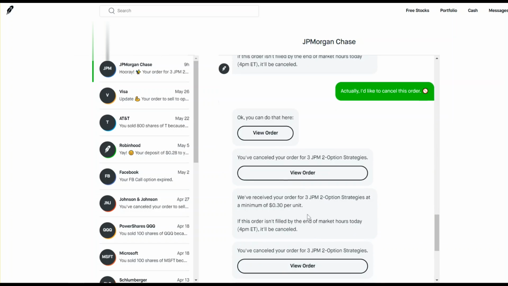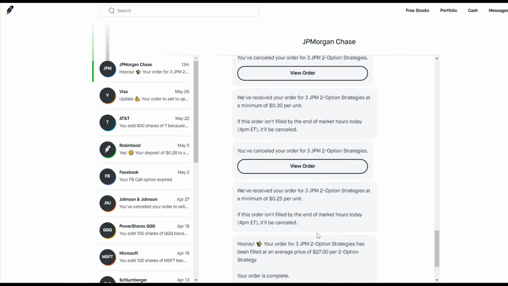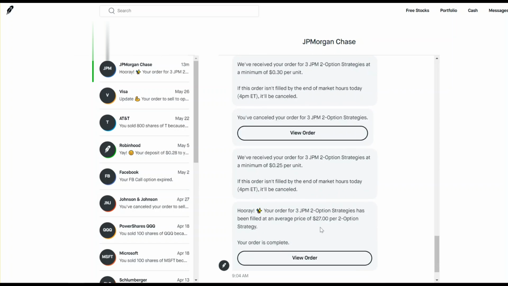So after waiting for some time, it canceled that order and created a new order for $30. That didn't execute. It changed to $25, and that got executed. So that got actually executed at $27.